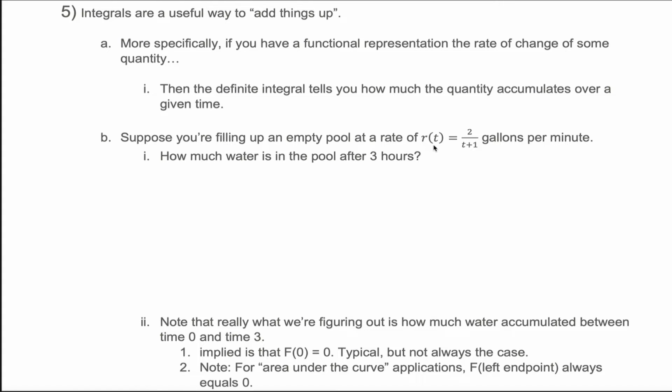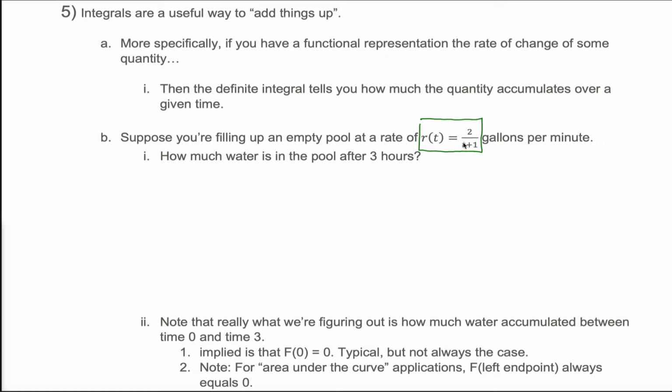Okay, suppose we're filling up a pool, right? So you've got a hose or something and you're using it to fill up a pool. And you happen to know how much water is coming out of that hose. You know the rate at which you're filling up the pool. It's given by this function right here, r of t, where maybe t is measured in hours. I know this is nowhere near realistic. I didn't work these numbers out at all, but don't worry about that.